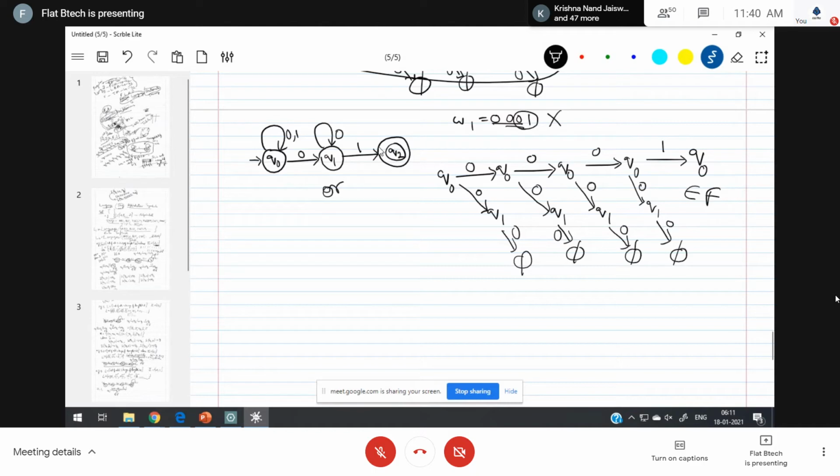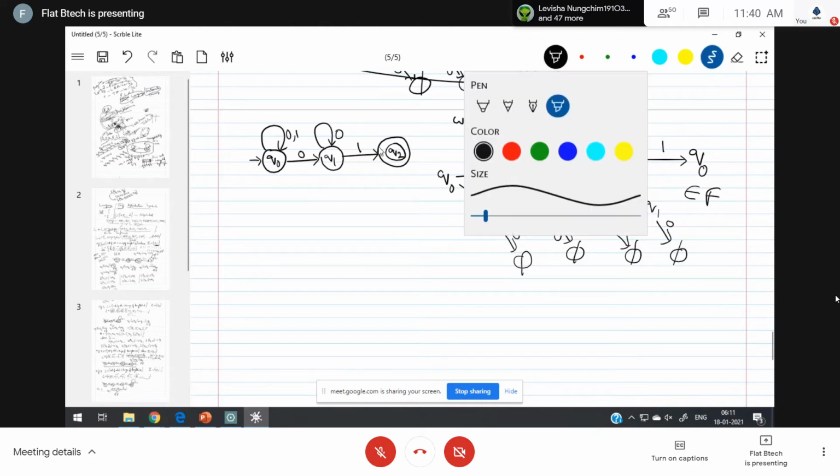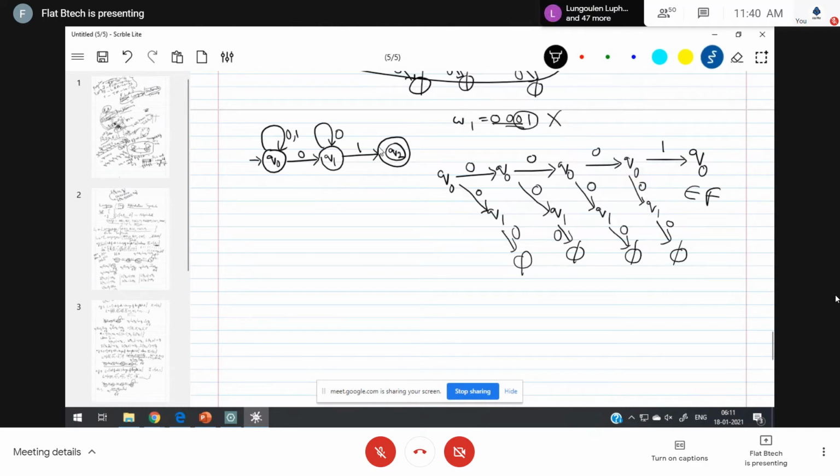Or else, when I insert a 0 here, we'll check. Let me just rub it. Now, let's see whether my machine is going to accept this one or not. Okay. Now, in here, this is before inserting 0 here. After inserting 0 here, I need to clear this part.